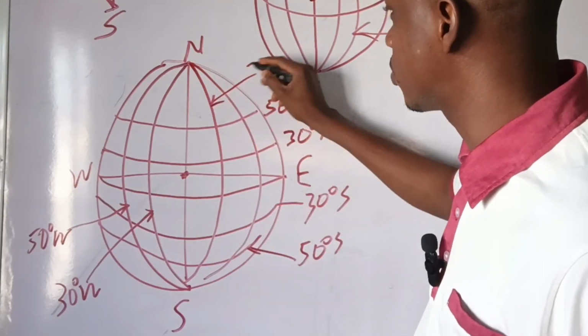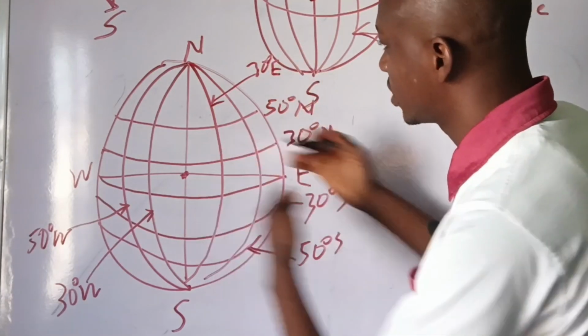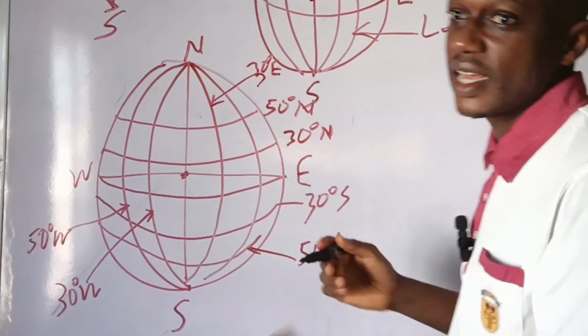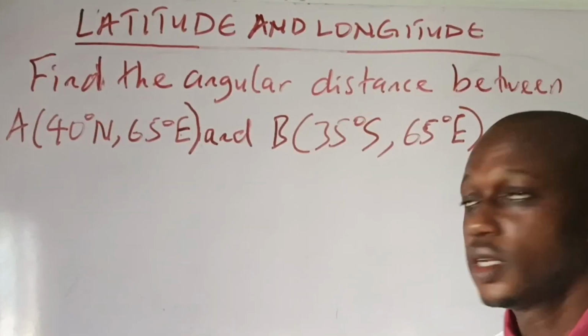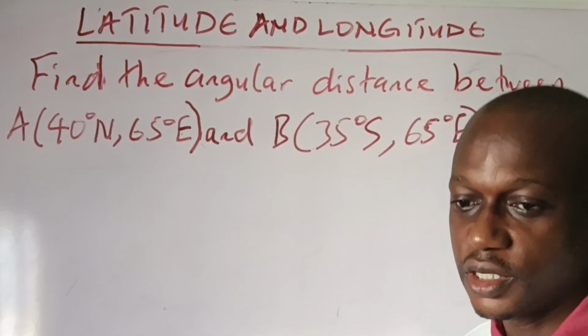Let's say, for example, this one is 30 degrees east. Another one swings again, it gives us another bigger figure. That's how the degree is. So let's solve this question in terms of latitude and longitude.